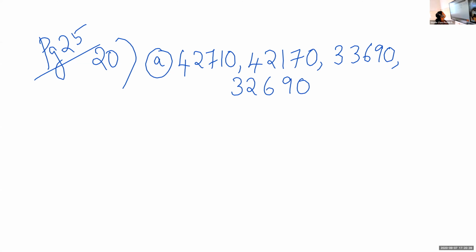Okay, children. So we have 42,710 as the first number. That is the greatest number. And which is the smallest? 32,619. So this is the decreasing order.